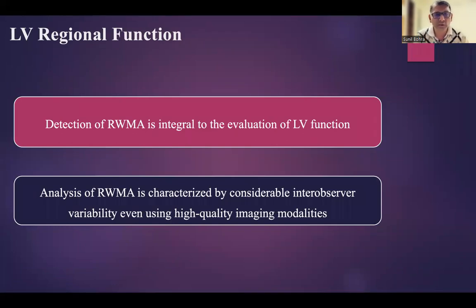So coming to the regional function evaluation, I'm sure all of us know that detection of regional wall motion abnormality is integral to the evaluation of the LV function. And analysis of the regional wall motion abnormality is characterized by considerable inter-observer variability, even using high-quality imaging modalities. So there's a lot of inter-observer variability, so we need to keep this in mind whenever we are evaluating regional wall motion abnormality. And as a novice, there is a learning curve, and you need to go through that.